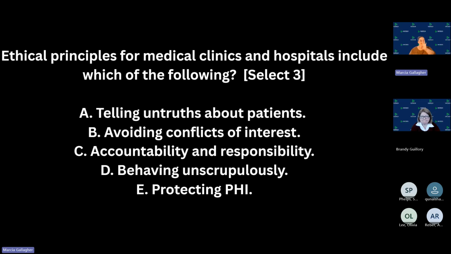Okay, so we're going to select 3 again, and look, we're going to reason them out. Ethical principles for medical clinics and hospitals include which of the following? So we're talking about ethical principles. Telling untruths about the patients. Avoiding conflicts of interest. Accountability and responsibility. Behaving unscrupulously. And protecting PHI.